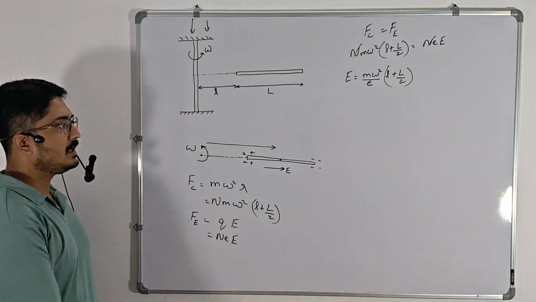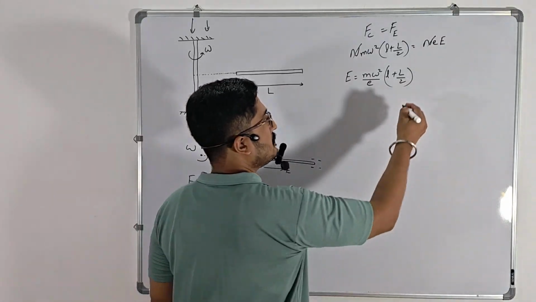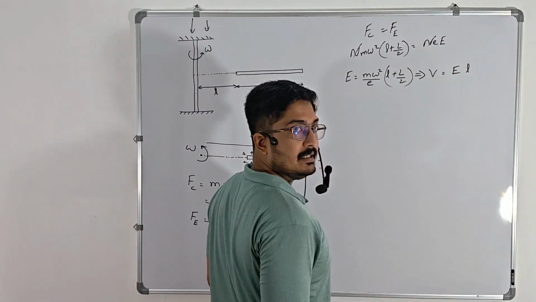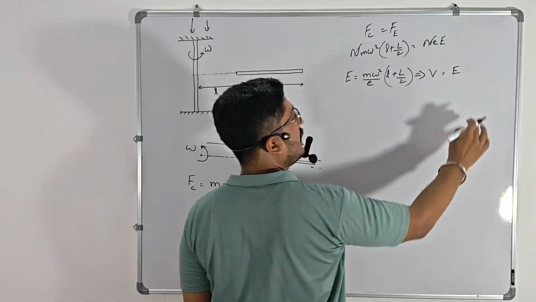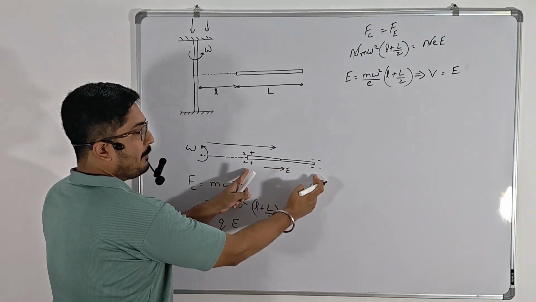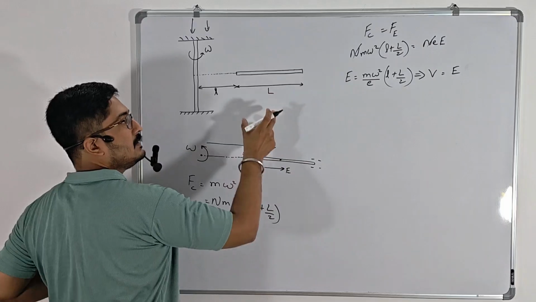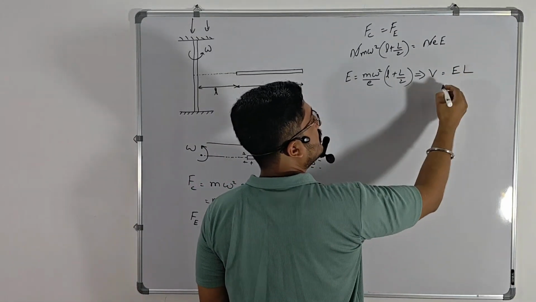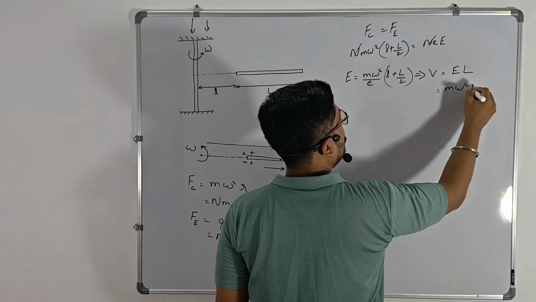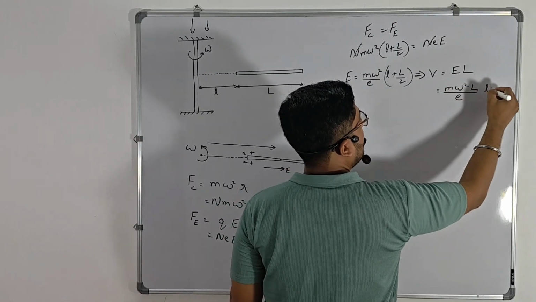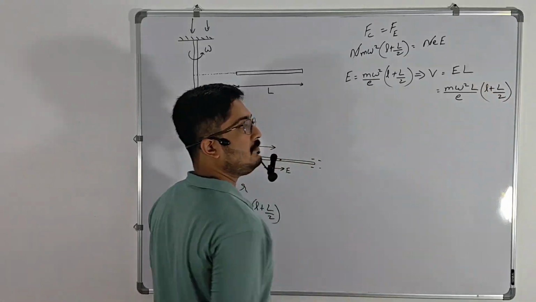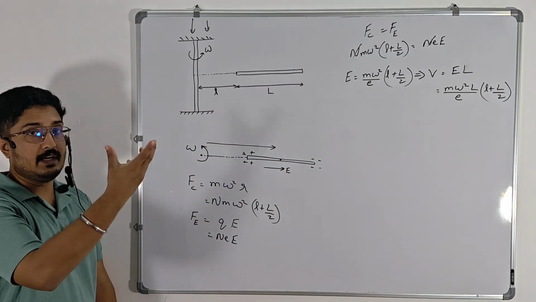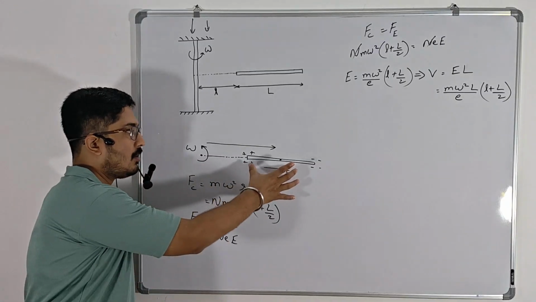And last step, once you have the electric field, to find potential it is very simple. The potential is nothing but E into L, right? This L in our case is what length? About this length I'm having the electric field, and that length is nothing but capital L. So I can write it as E into capital L. So my final answer comes out to be m omega square L by e times (L plus L by 2). So this is the EMF induced, or the voltage produced, in this rod just because of pure rotation.